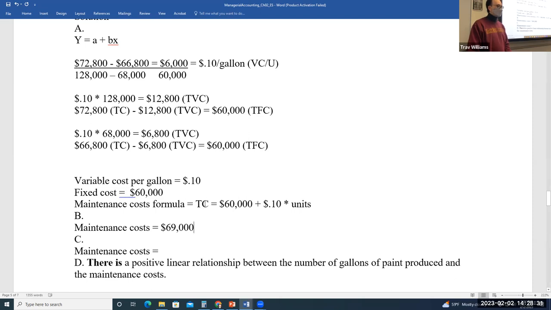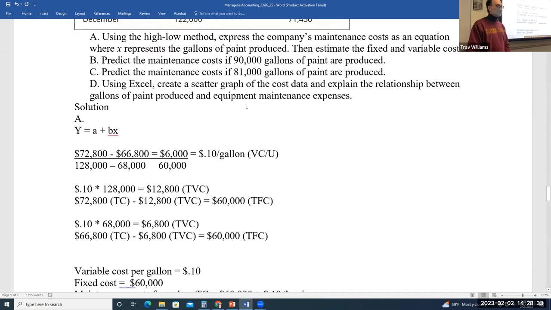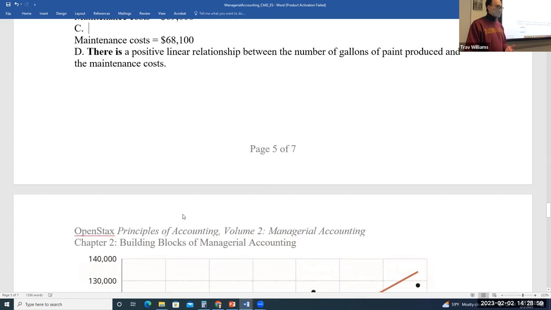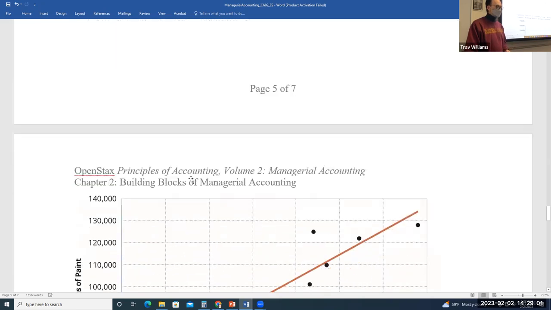For C, it's 81,000 gallons of paint. $8,100. $68,100. Excellent. How'd you get that, Alec? 1,000 times 10 cents. Okay. 81,000 times 10 cents plus the $60,000.